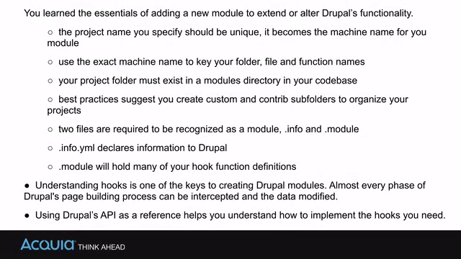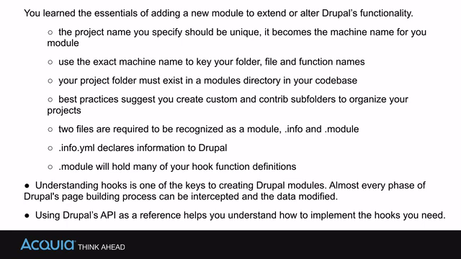In this module, we learned the essentials of adding a new module to extend or alter Drupal's functionality. The project name you specify must be unique, and it becomes the machine name for your module. We use the exact machine name to key the folder, file, and function names. Your project folder must exist in the modules directory inside your code base. It can be in a custom folder as we did, but it must reside in that modules directory. Best practices suggest you create custom and contrib subfolders to organize your projects. And the only 2 files that are absolutely required are the .info and .module files.